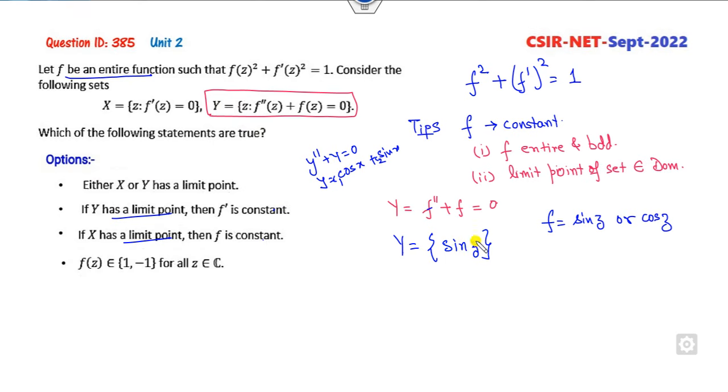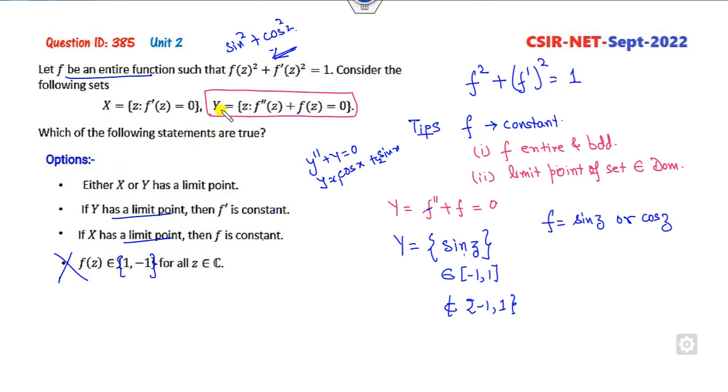Sine of z, because it satisfied this property. Can this y be satisfied here? So you can see it's sine square plus f dash is cos square. It is also satisfied. So this y is satisfied here. Now it said it belongs to the open set, between 1 and minus 1, but this value lies between -1 to +1, not only from -1 to +1. So this option is cancelled.